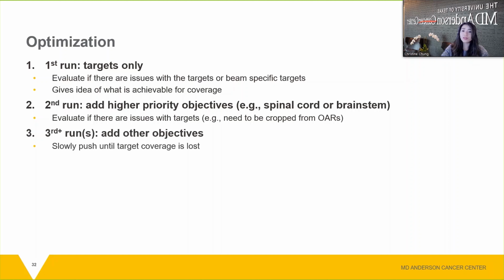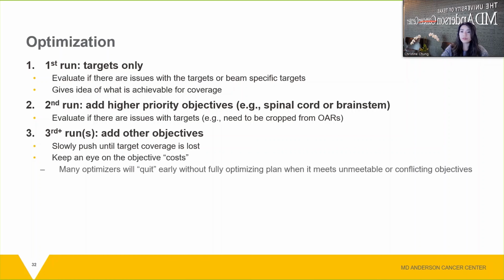And the third run and on, I start adding objectives and slowly pushing them until the target coverage is lost, which is usually when you know you've gone too far. It's important in this step to keep an eye on the cost of the objectives. This will give you an idea if there are any conflicting or unreasonable objectives. Many optimizers will quit early on without fully optimizing the plan when it runs into this situation, so you wind up with a not fully optimized plan.